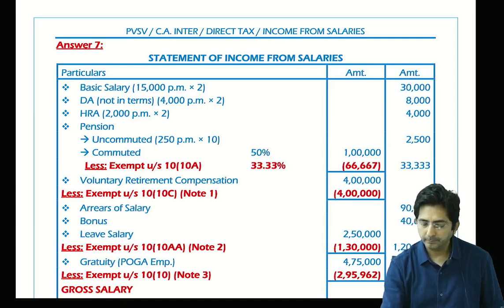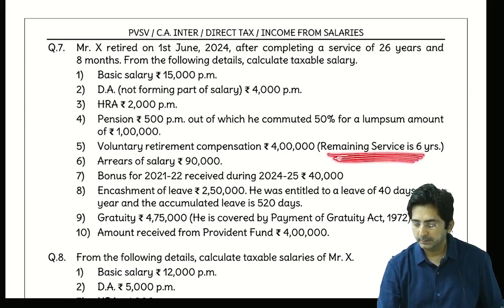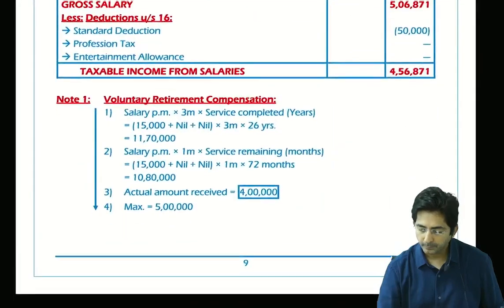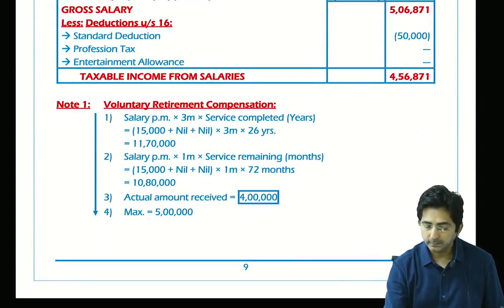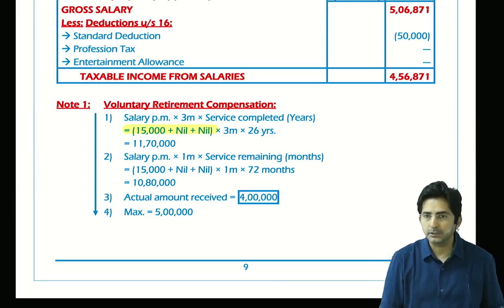Okay. Then after pension, next was voluntary retirement compensation. Here there is a formula of 1, 2, 3, 4, whichever is less. And see, they have given remaining service. This is useful in the formula in the second amount. So check the answer of voluntary retirement. Wait. See this working. First amount is what? Salary per month into 3 months. And here salary means basic, latest basic. But see here in the question only one basic salary is given, so that is the latest only.